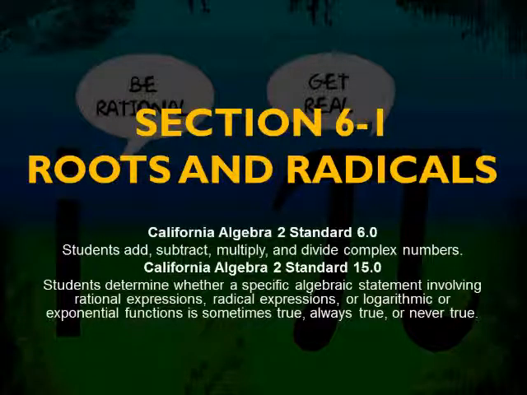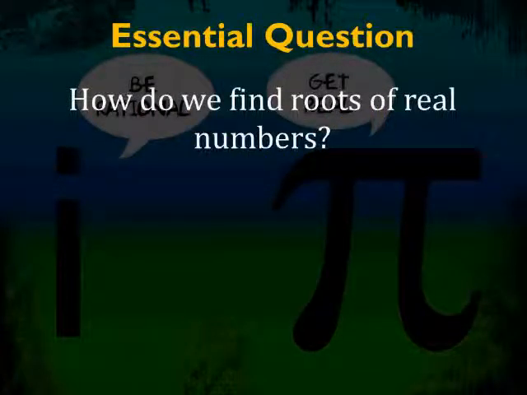Welcome to Chapter 6. This is Section 6.1, Roots and Radicals. We'll talk about square roots, we'll talk about radicals, we'll talk about how to add radicals, multiply radicals. It's radical, what can I say? So, how do we find roots of real numbers?